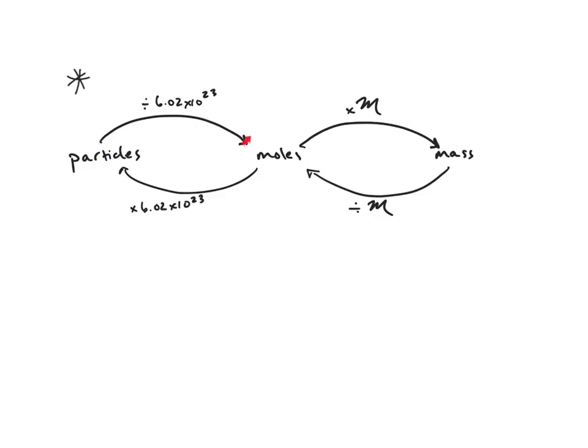If I want to go from particles to moles, I'm going to divide by Avogadro's number. If I'm going from moles to mass, I'm going to multiply times the molar mass of the substance. So I can go all the way from particles up to figuring out how much it weighs by doing those 2 things. Or if I'm starting at mass and I want to know how many particles, I would divide by that substance's molar mass, and then multiply times Avogadro's number to get number of particles.